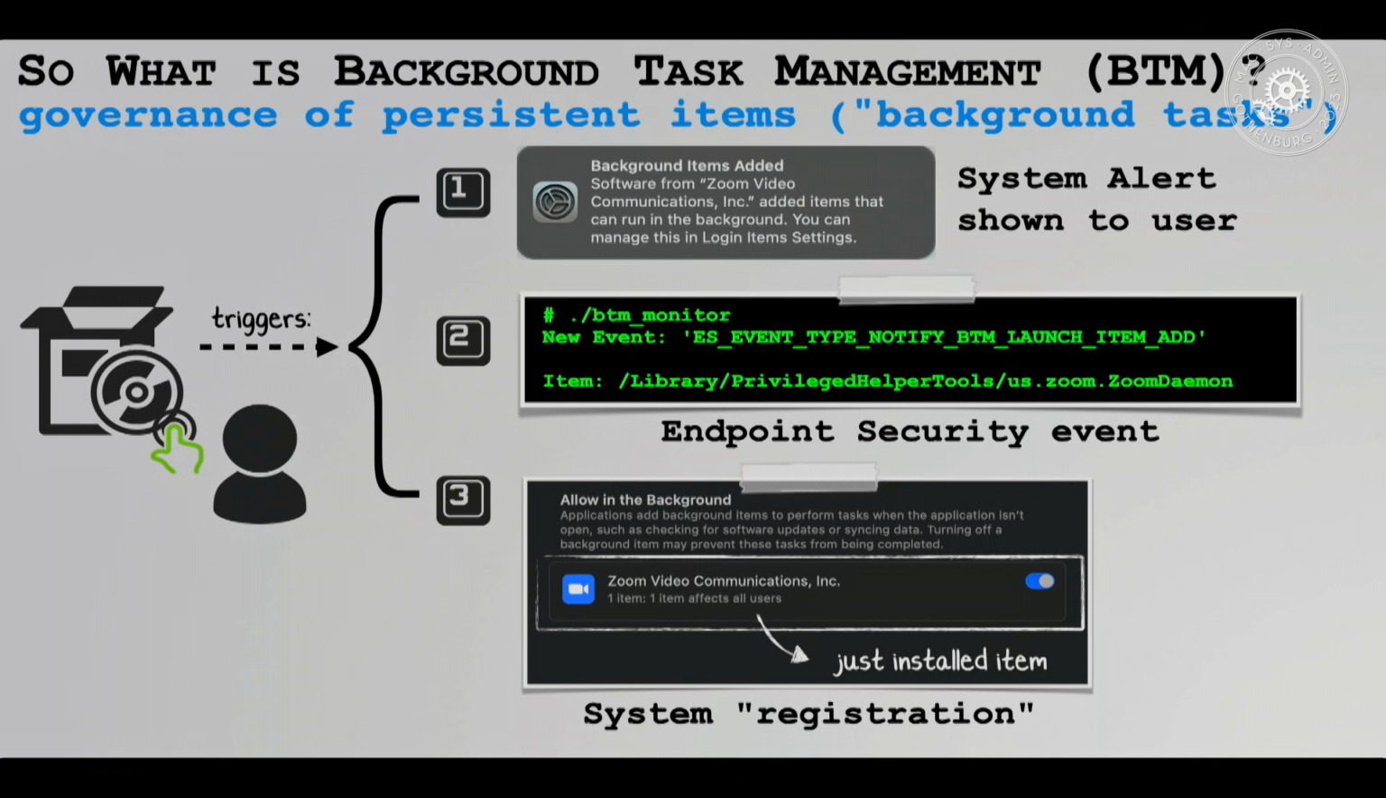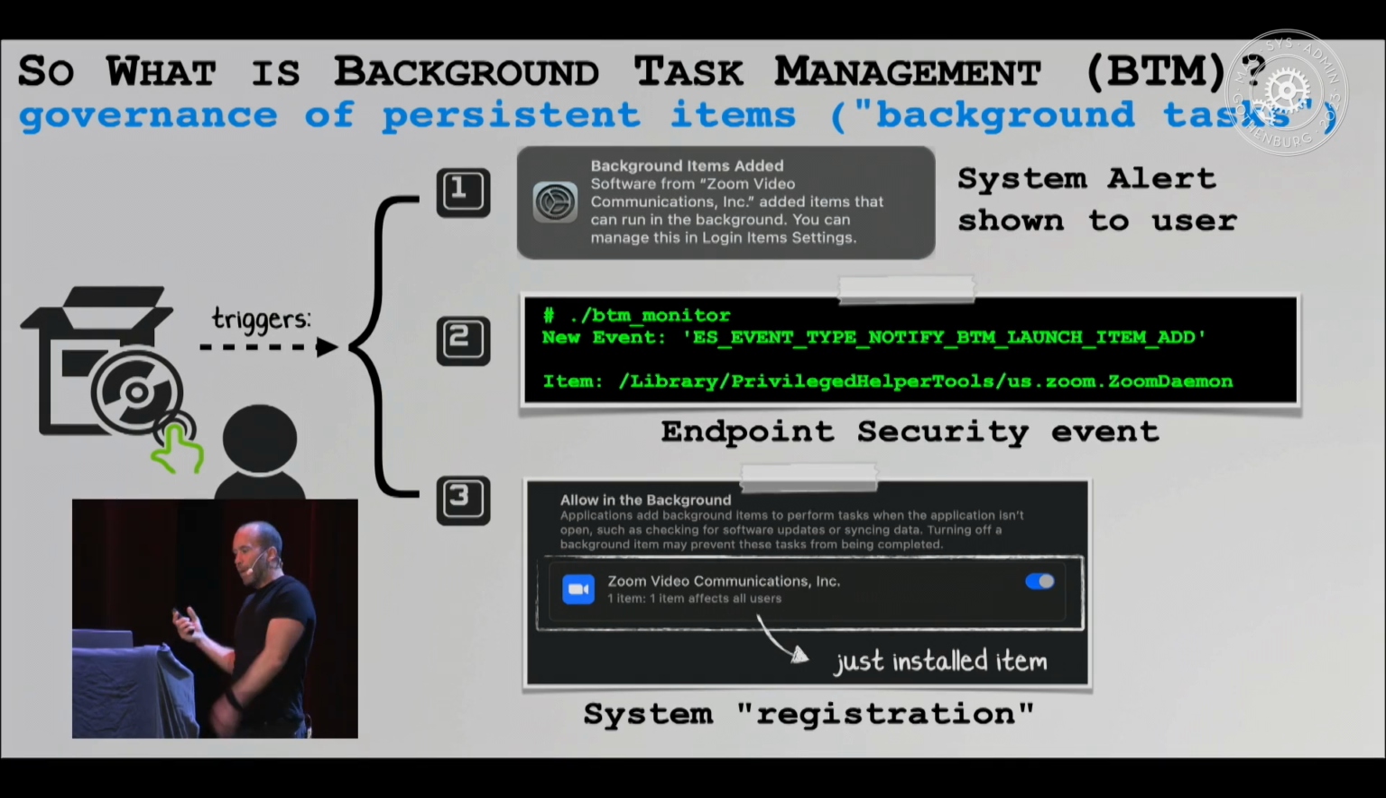And first, you might be wondering, what is background task management, which I will refer to as BTM for the rest of the presentation? Well, the idea is it's the governance of persistent items, which Apple refers to as background tasks. What do I mean by persistence? In the context of this presentation, it's items that are installed so that when a macOS system is rebooted or when the user logs back in, they are automatically re-executed. This is important to talk about because, as we'll see, a lot of malware is going to persist.